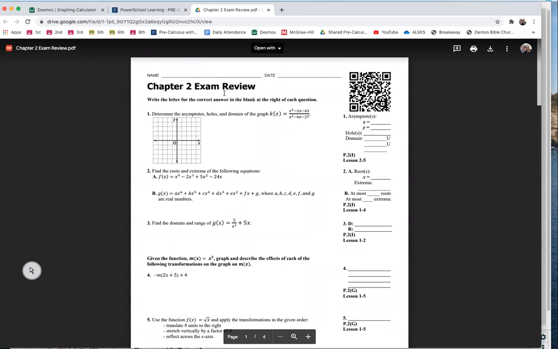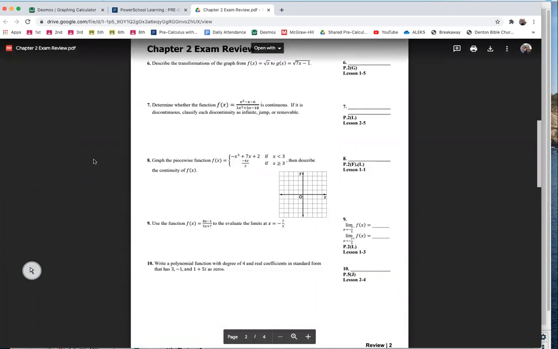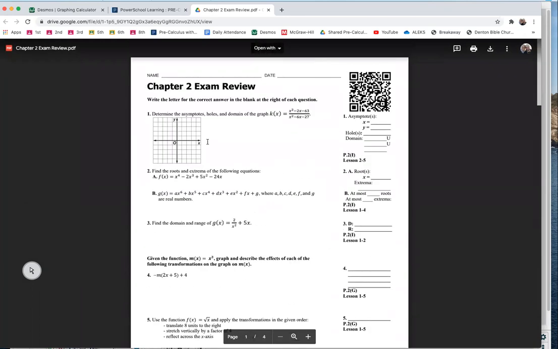If you have a printer, I'd recommend printing that off. Among other reasons, when you take a test online, you can use it. I can't prevent you from using it, so you might as well make it available for everybody. So if you want to use this review on the test, go for it. So let's work this out.